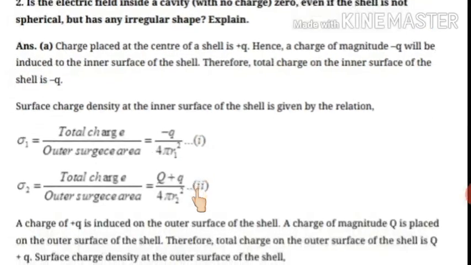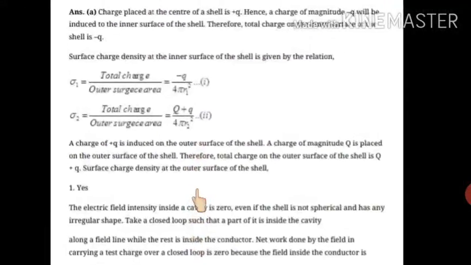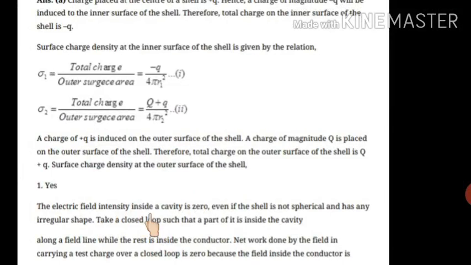So I think the answer is clear. But what is written in the matter? Let's read that. The electric field intensity inside a cavity is 0, even if the shell is not spherical and has any irregular shape. So take a closed loop such that part of it lies inside the cavity along a field line, while the rest is inside the conductor. So the net work done by the field in carrying a test charge around a closed loop is 0, because the electric field inside the conductor is 0.